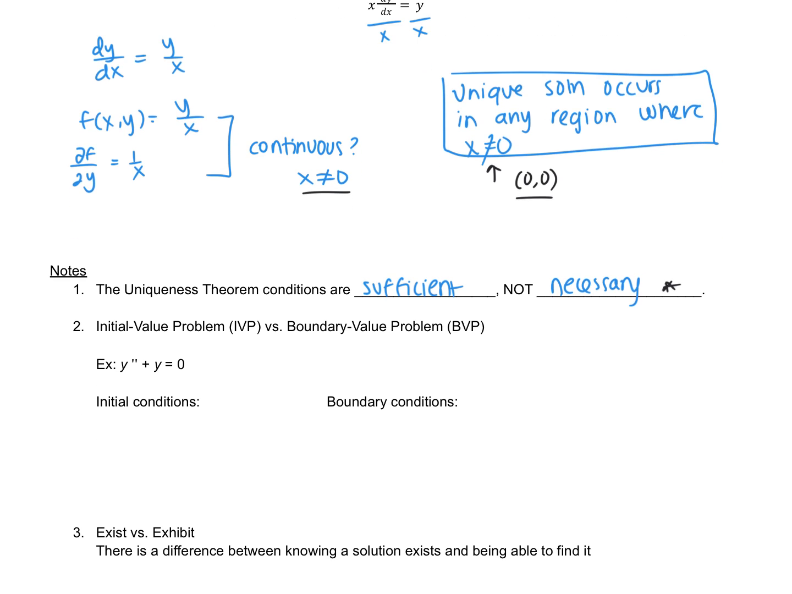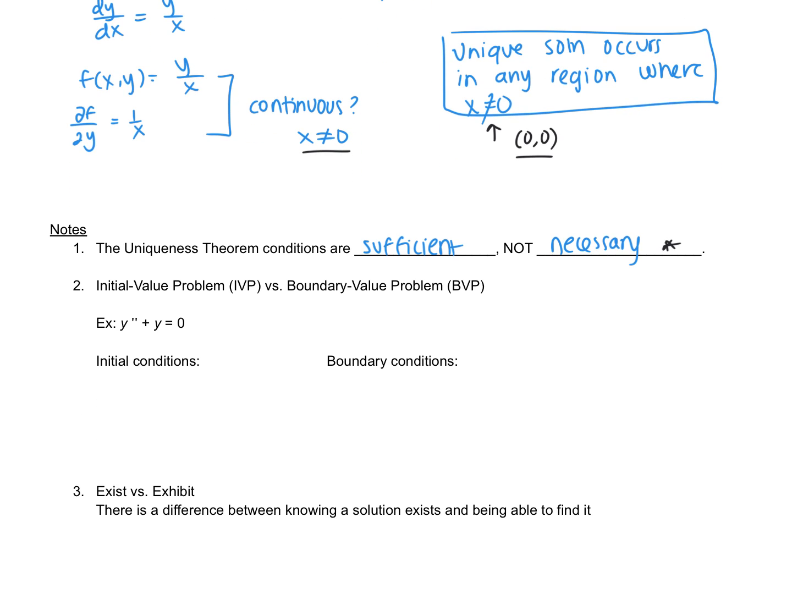Okay, next thing to talk about is the difference between an initial value problem and a boundary value problem. Okay, so an initial value problem is going to have initial conditions at a single point. So let's say we're considering this equation. Because there is y double prime, we're going to need 2 conditions. So our conditions might be something like y of 0 equals 0, and y prime of 0 equals 1. So by single point, I guess I mean single x value. So if it's an initial value problem, the initial conditions have to be at the same x value.